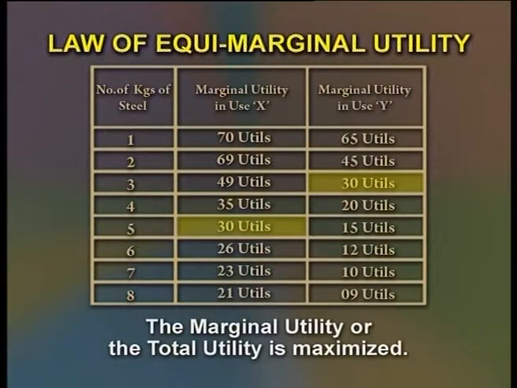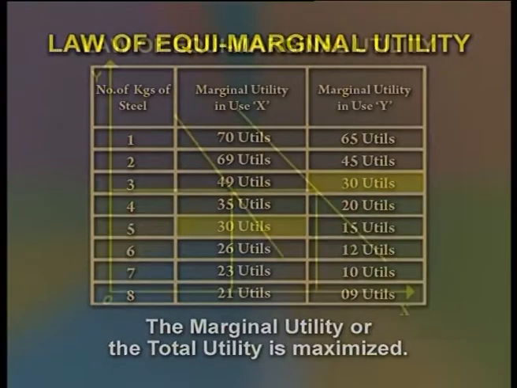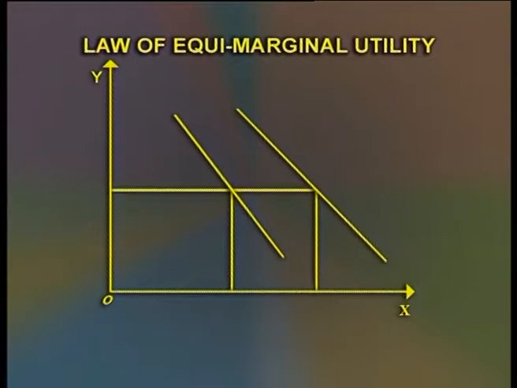When we total up all the marginal utility that you derive from each of these uses, it will be found that the marginal utility or the total utility is maximized. And therefore, this law teaches us how a consumer can also spend his money on different items so that he derives maximum satisfaction from his expenditure.